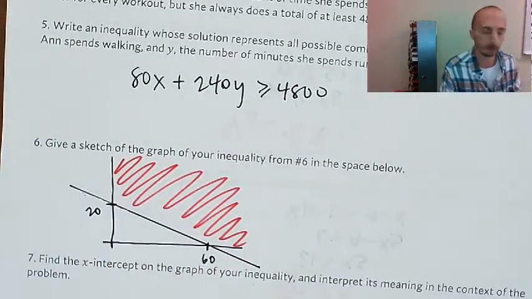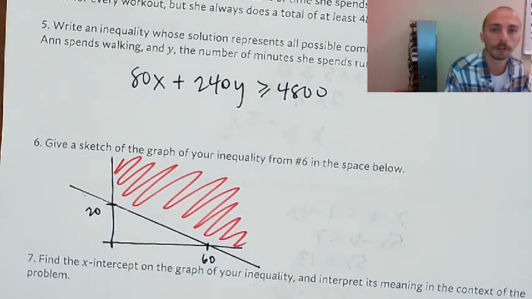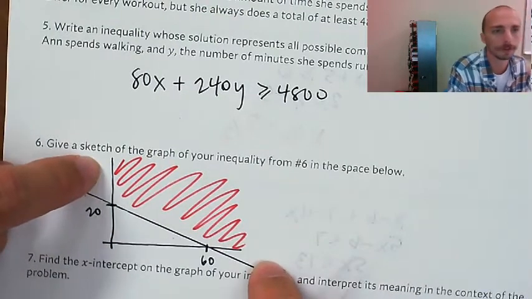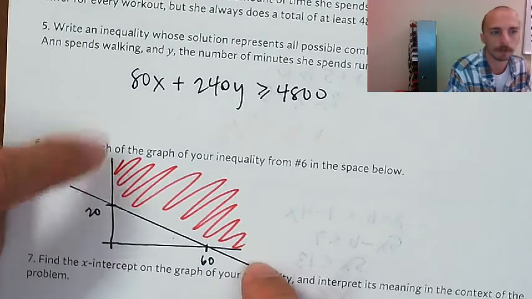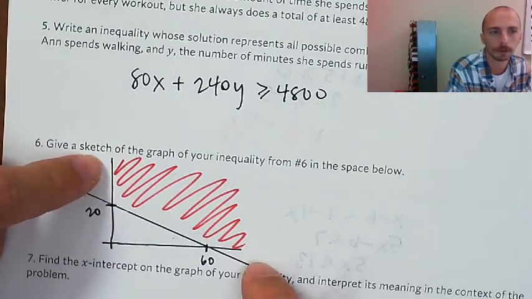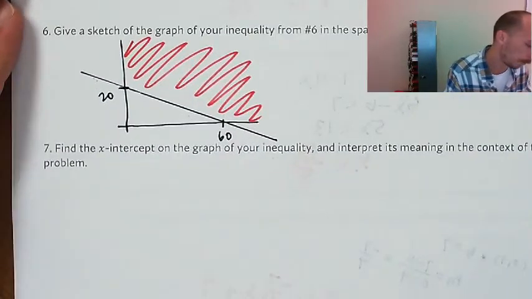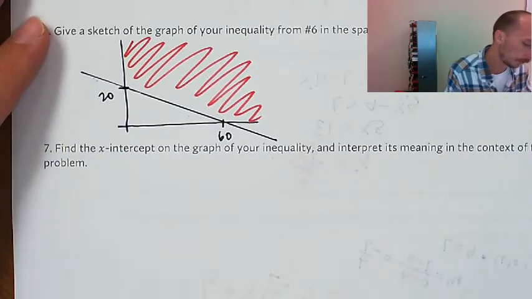I'm only going to shade in what we would call the first quadrant, where x and y are both positive. I suppose you could shade over here, but these are places that don't make a whole lot of sense because they've got negative amounts of time spent running, or negative amounts of time spent walking. That's not realistic, right?